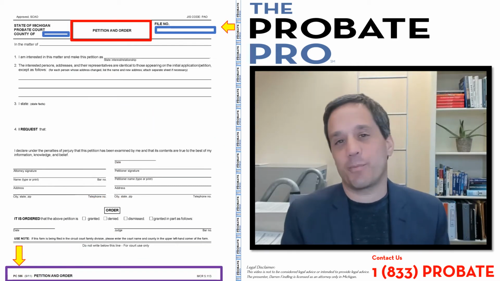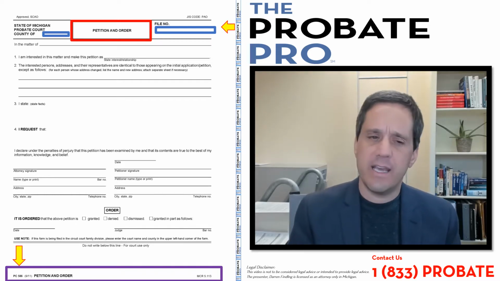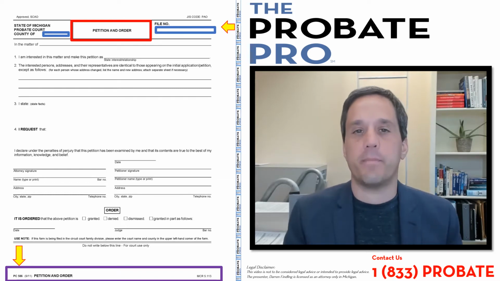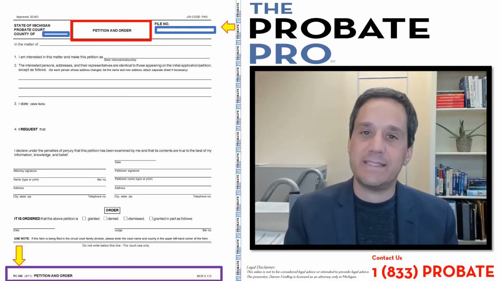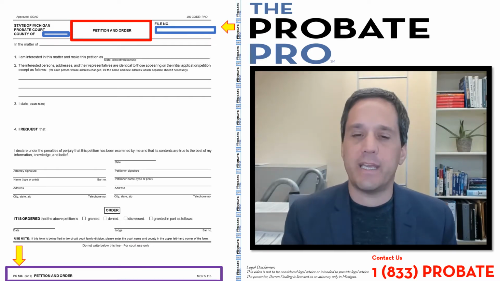Hi, I'm Darren Findling of the Probate Pro, and we're going to examine SCAO form PC 586. This is the Petition and Order form. SCAO stands for State Court Administrative Office, PC for Probate Court. Form 586 is a form that we'd be happy to give to you free of charge.